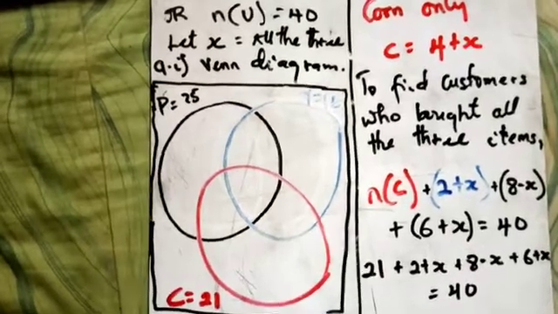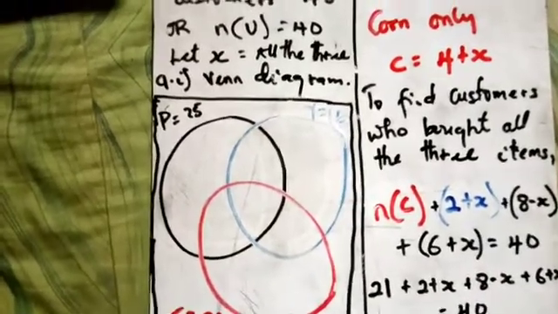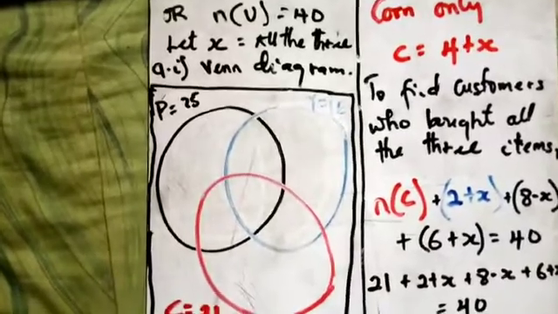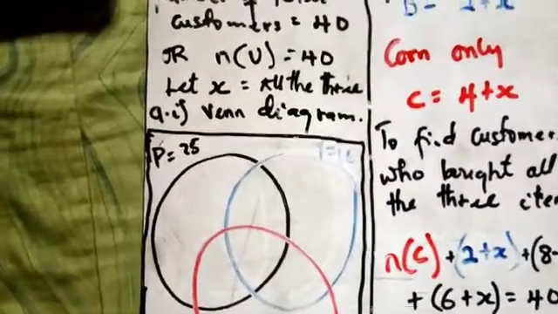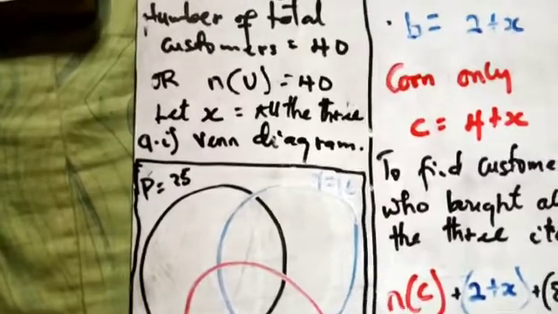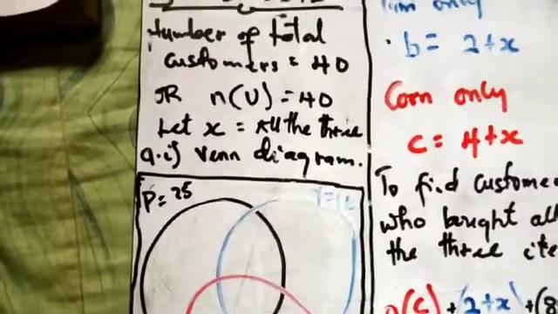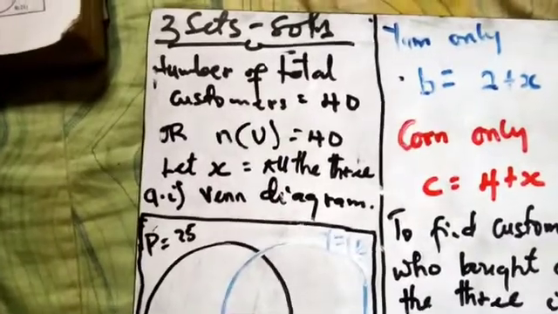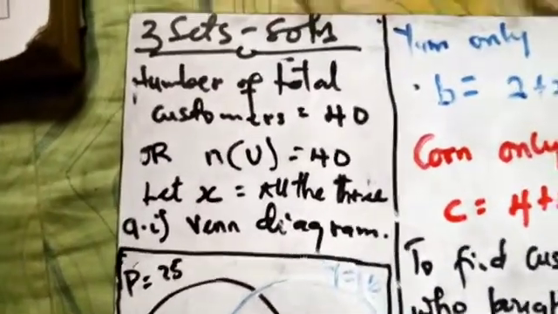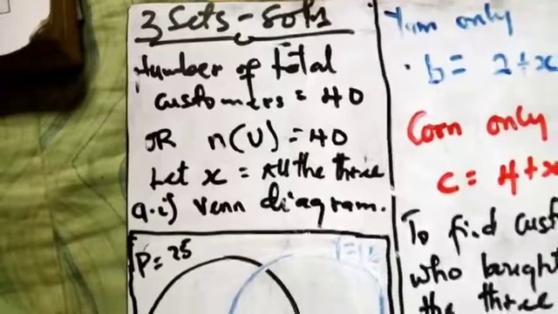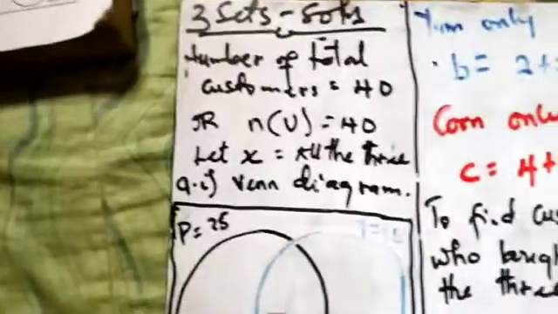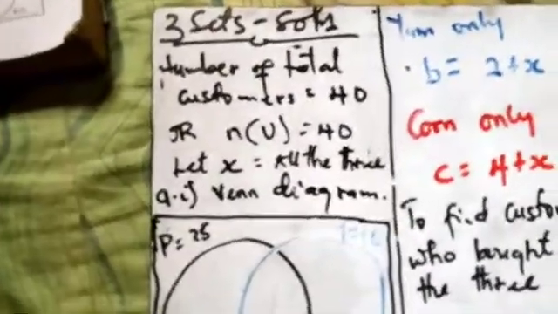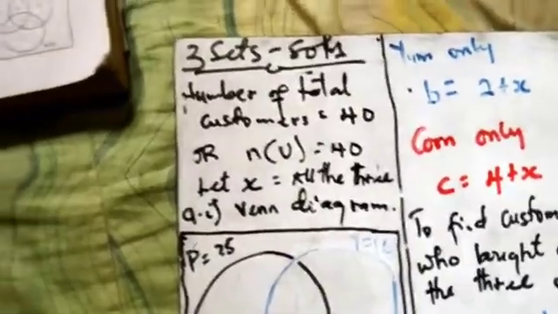This is 3 set problems under set and set operations. I believe this particular video will solve almost all the problems under 3 set issues. So let's have a look at the question, then we explain the solutions for a better understanding. Alright, so here comes the question.